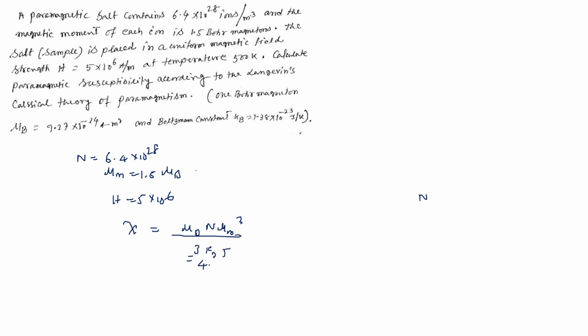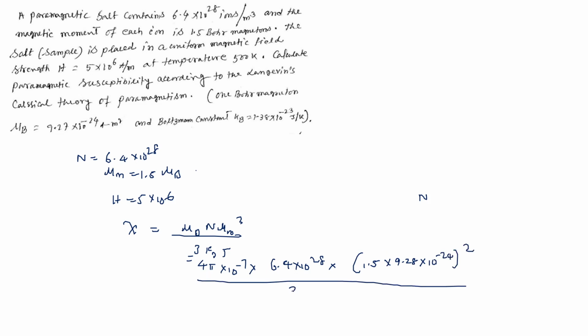Okay, so it will be 4 pi into 10 to the power minus 7 into 6.4 into 10 to the power 28, into (1.5 into 9.28 into 10 to the power minus 24) whole square, divided by 3 into 1.38 into 10 to the power minus 23 into 500. So you will get the answer 7.51 into 10 to the power minus 4. So that will be the answer for this question. It's just applying the direct formula.